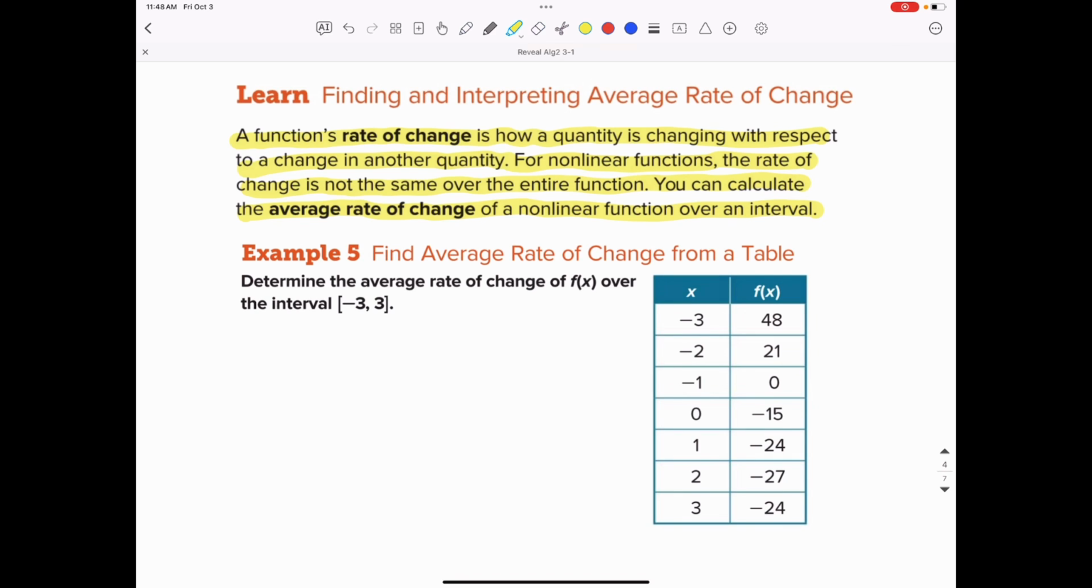So I want to focus on what this is. It says it is how a quantity is changing with respect to another quantity. So it's one quantity, how it relates to the change of another quantity. And that sounds suspiciously like something we've already done, and that thing is slope. Slope is the same as rate of change. So if it's asking for rate of change, you are finding the slope.